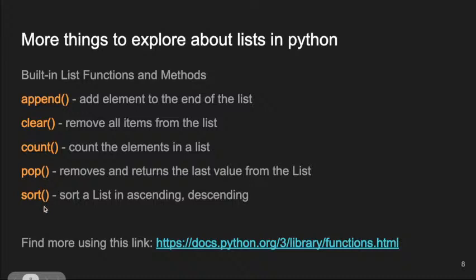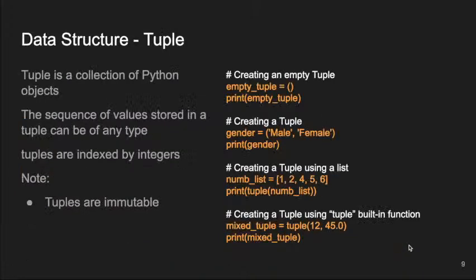Then we have sort. Sort helps you to arrange the list, whether it's in ascending order or in descending order. For more list functions you can Google them, just search online, or you can even check the Python 3 documentation. Then we have another data structure.